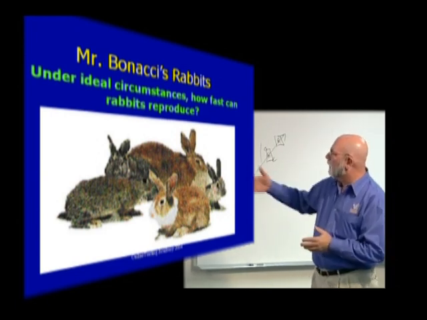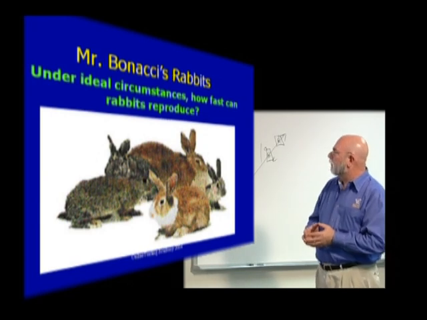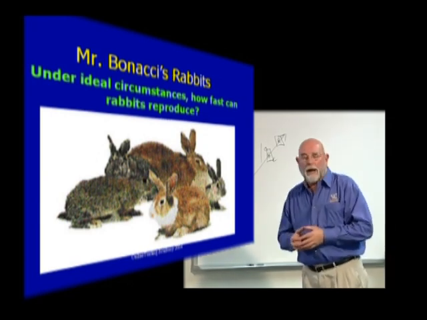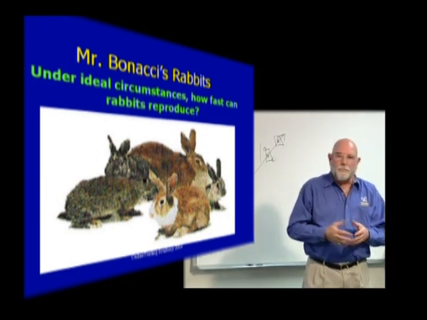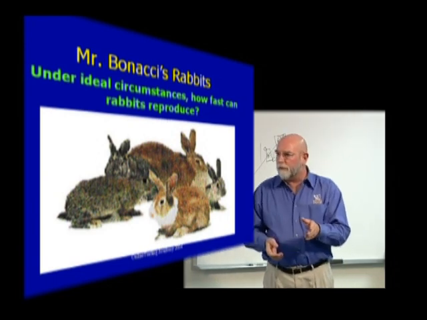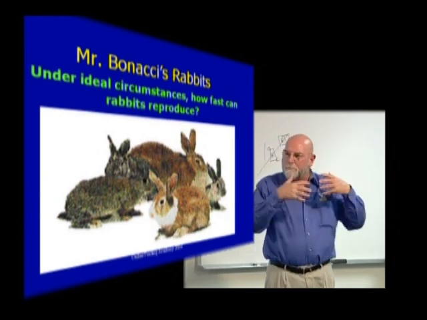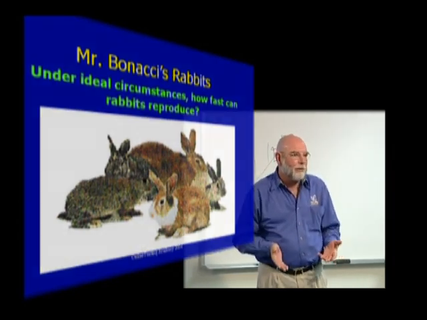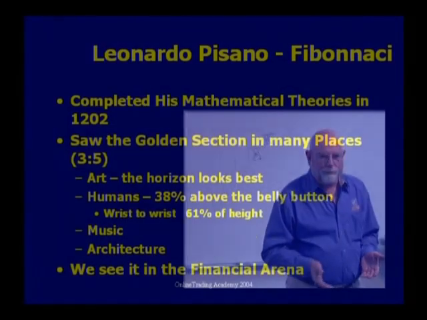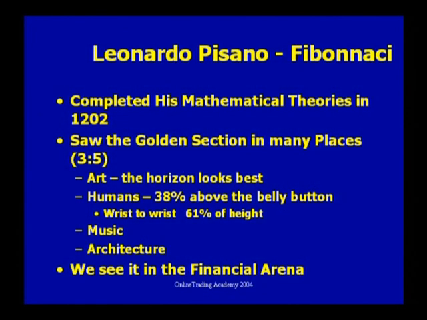And he started off with, under ideal circumstances, how fast can rabbits reproduce? Well, most of us would go, well, 2, 4, 6, 8, 12, 16, 32, 64. We would kind of mentally double their numbers, okay? But that's not what happened. Again, he completed this particular book in 1202. He saw the Greek golden section in many different places. We'll get back to the rabbits in just a second.